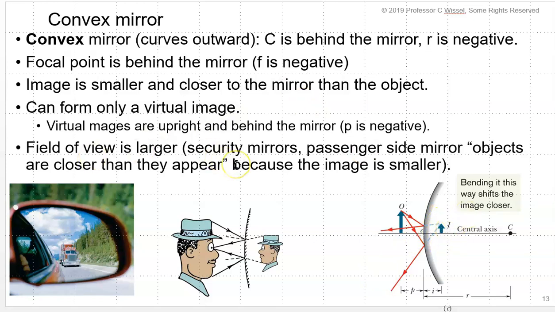The field of view will be larger than it otherwise would be for a plane mirror. And this is why we use these in security mirrors and the passenger side mirror. Objects are closer than they appear. Why is that so? Our brains will say this truck is big. It's a large truck, and we know that it should appear a certain size at a certain distance. If it appears smaller than it should be, our brain says it's further away. So you have to be careful when you use these mirrors. They're good because they allow you to see off to the sides here because their field of view is wide.